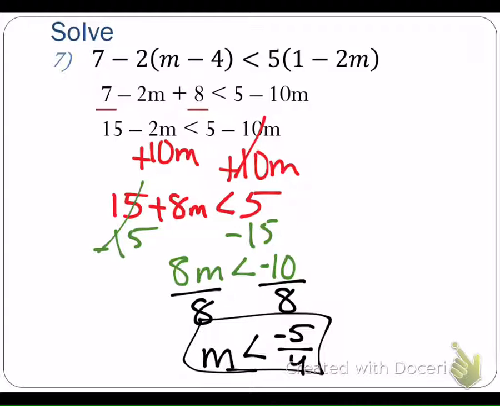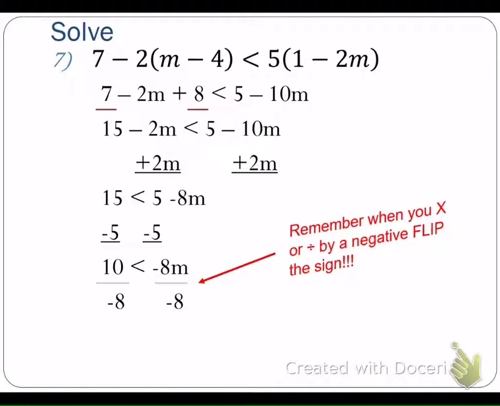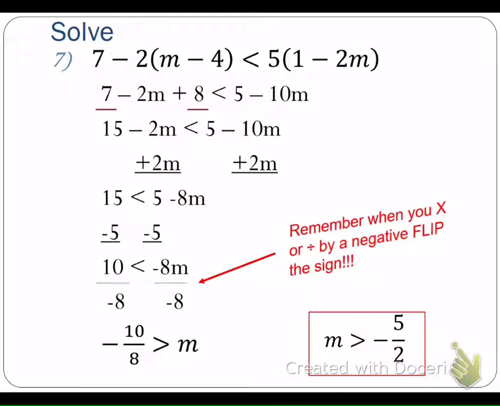We only flip it when we multiply or divide by a negative. So the way we did it, we multiplied by a positive 8, so we didn't flip it. However, I'll just show it to you since it was up there for a second. If you did it this way, you moved the 2m. In this method, you do divide by a negative. So here's where you would flip it, but then you have to rewrite it so you flip it again. You double flip it.